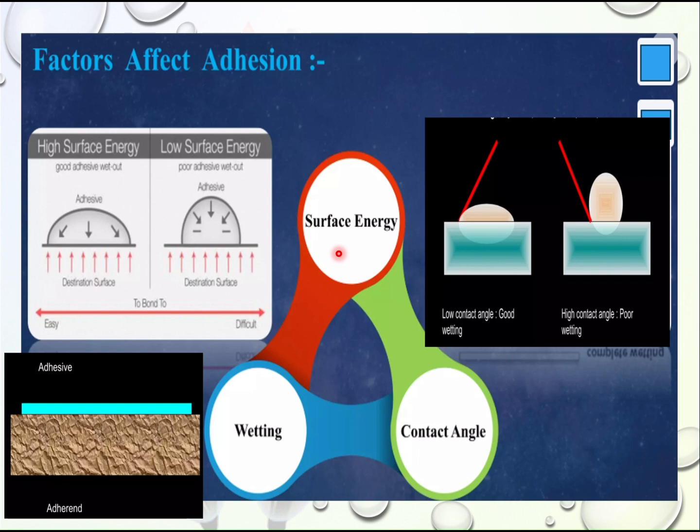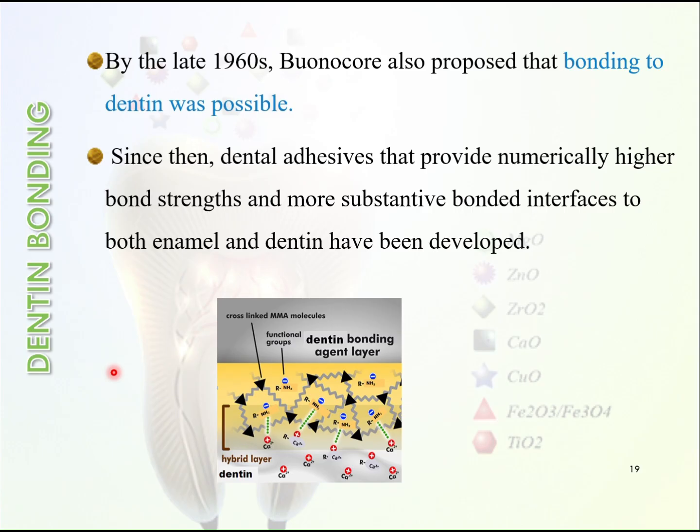Factors which affect adhesion are surface energy, wetting, and the contact angle. The more the surface energy, the more the adhesion. A low contact angle will cause increased adhesion, and the surface should also be wetted nicely so that it will cause adhesion. Later, in the 1960s, Buonocore also told that bonding to dentin is also possible. After that, dentin adhesives came into the picture.